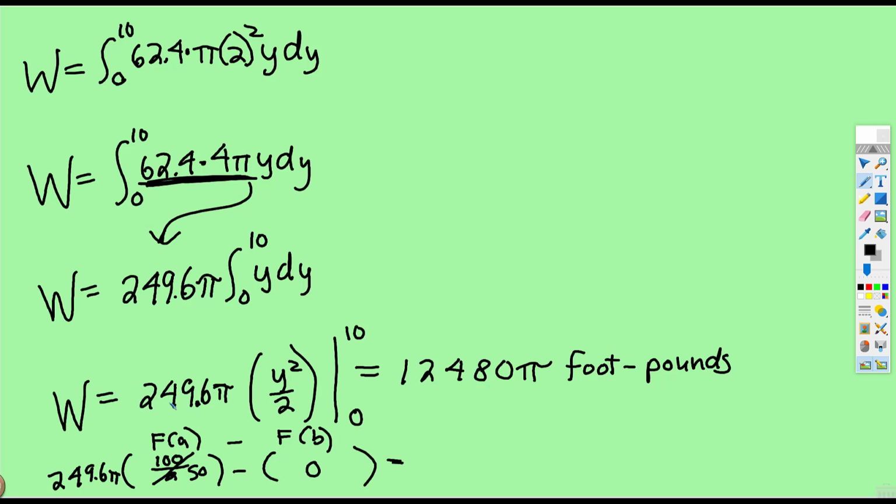So work is equal to the 249.6 pi. The integral of y is y squared over 2 from 0 to 10. And then it's f of b subtract f of a. I really need to pay more attention to what I'm doing. So when you plug the 10 in and the 0 in to the f of b and the f of a, you end up getting 12,480 pi foot-pounds is your answer.